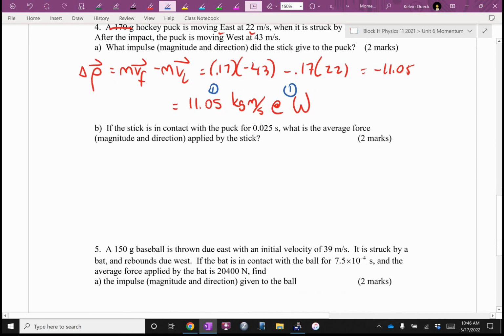What is the average force, magnitude, and direction? Okay, I just found impulse, and I also know that impulse is force times time. So it seems to me force is impulse divided by time. It's going to be negative 11.05 divided by 0.025.